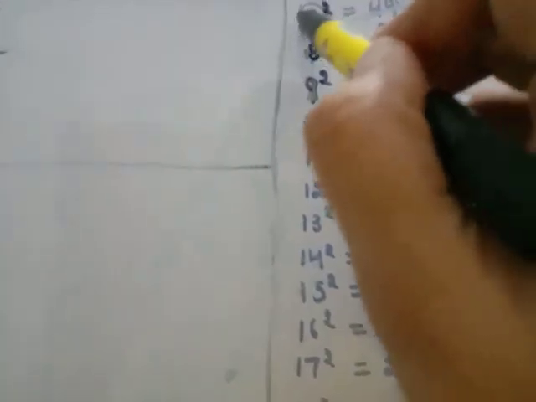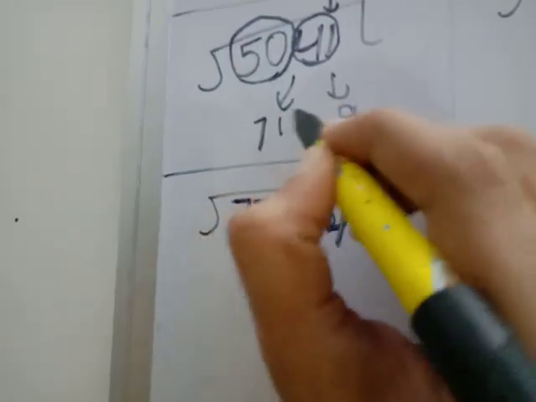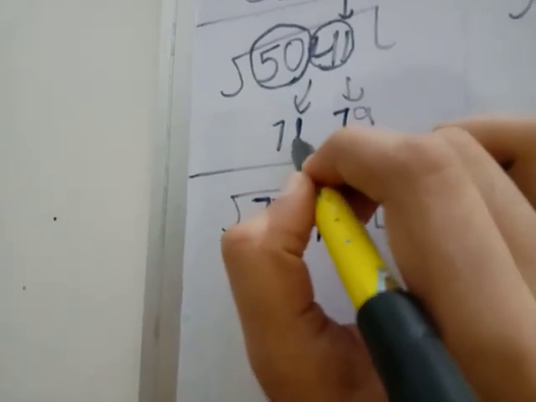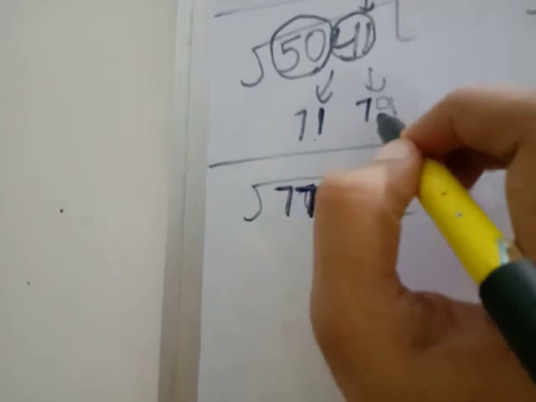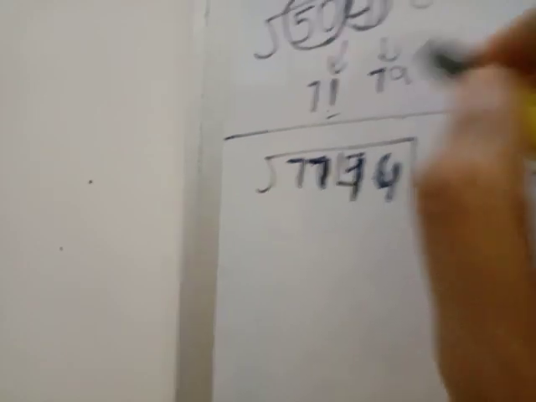The next group contains 50. So 50 lies between the square of 7, that is 49, and square of 8, 64. So 50 lies between 49 and 64. Got it? So when you get these two numbers 7 and 8, as 50 lies between the square of these two numbers, always pick the smaller number and write it here. So either 71 will be the square root of 5041 or 79 will be the square root of 5041. We have to choose which is the correct answer.